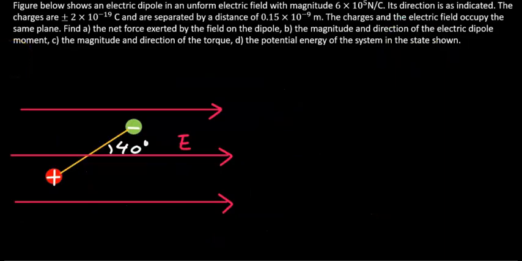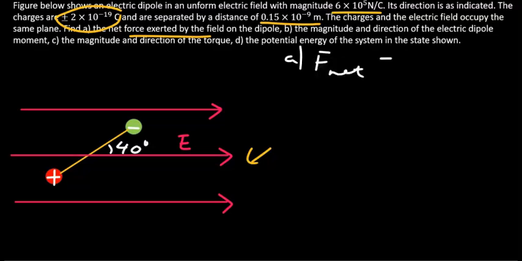Let's look at the following problem. The figure below shows an electric dipole moment in a uniform electric field, the magnitude of which is 6 times 10 to the power 5 Newton per Coulomb. Its direction is as indicated here. The charges are given by that much Coulomb separated by this much distance. The charges and electric field occupy the same plane. First, find the net force exerted by the field on the dipole. Now we know the net force is 0 because one force acts in this direction on the negative charge and in that direction on the positive charge, and they add up to 0.